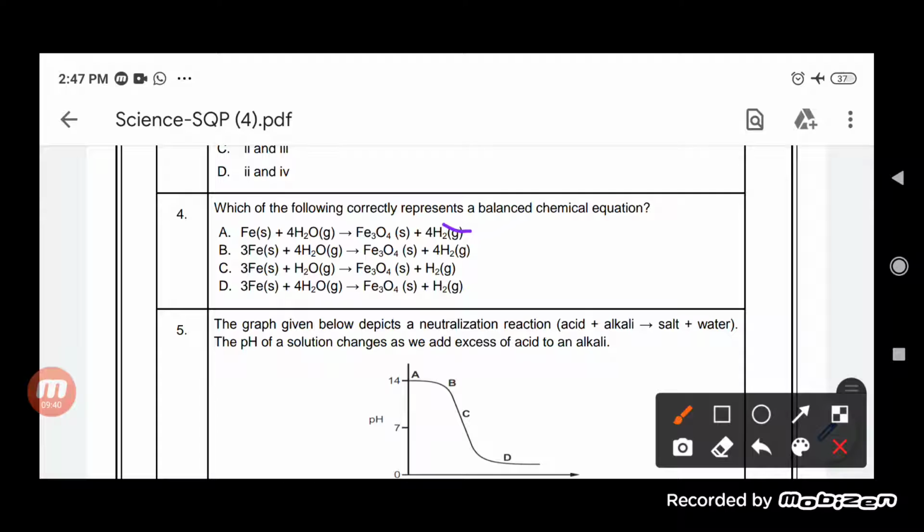No, this is the wrong one. Second one, 3Fe plus 4H2O, this will give Fe3O4 plus 4H2. So Fe is balanced, on both sides it is 3.